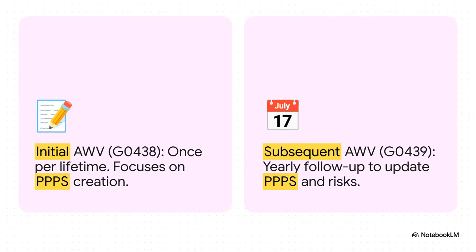Then, every year after that, and we mean exactly 11 full months after that initial AWV, they become eligible for the subsequent AWV, which is code G0439, just to update that personalized plan. Notice the big takeaway here: none of this relies on a physical, hands-on, head-to-toe exam. It's basically entirely cognitive and planning-based.